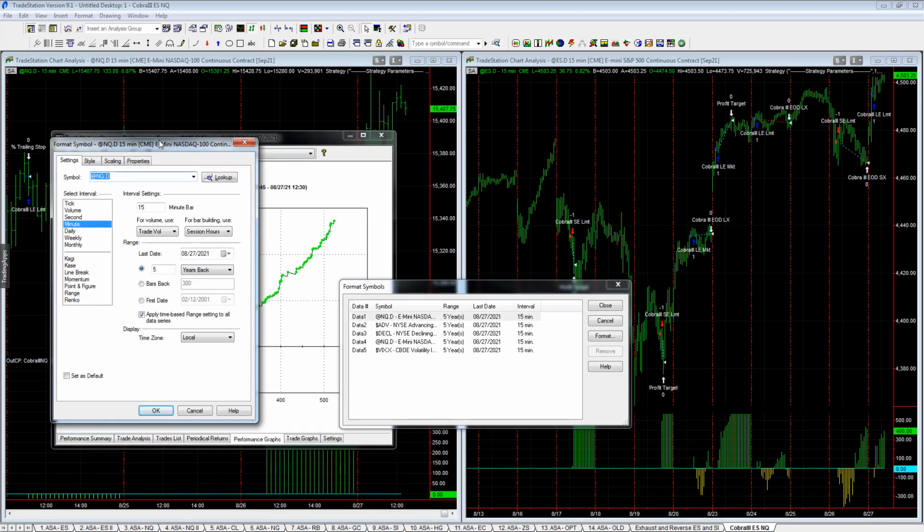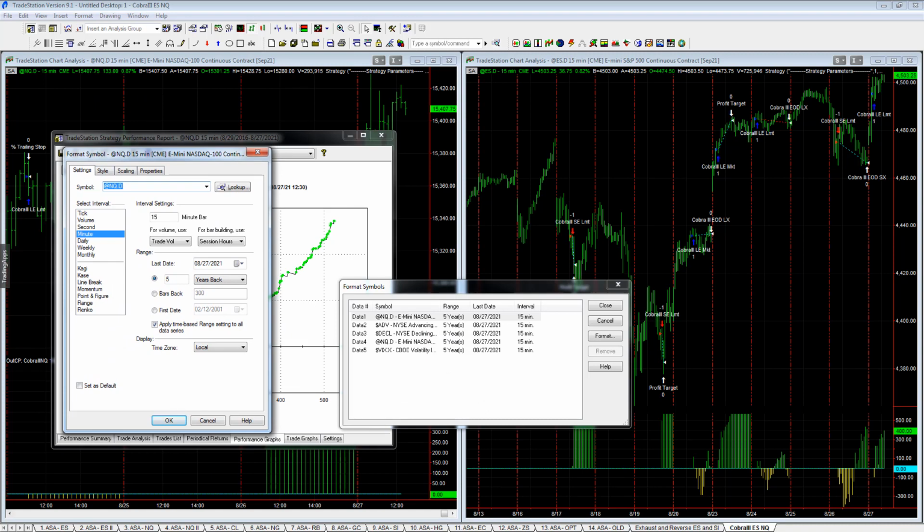So I use time series. I found that to be the most accurate. It's probably possible to create good strategies on Kase and maybe some of these others, but I use strictly time series.